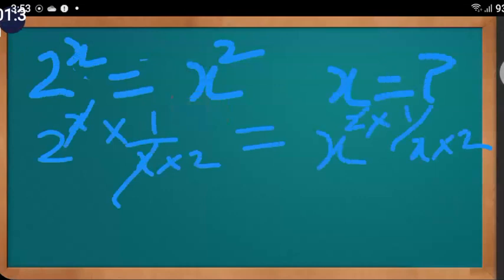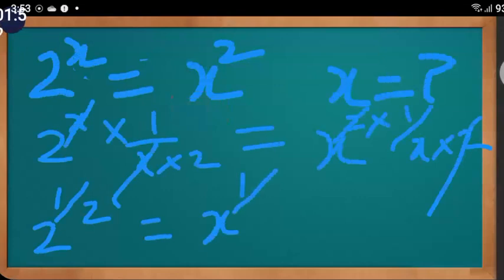The x on the left side gets crossed off, and the 2 in the numerator and denominator gets crossed off. So what are you left with? On the left side you have 2 to the power 1 by 2, and on the right side you have x to the power 1 by x.